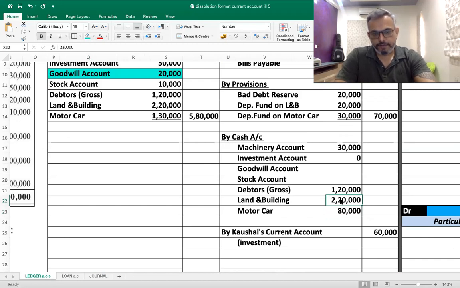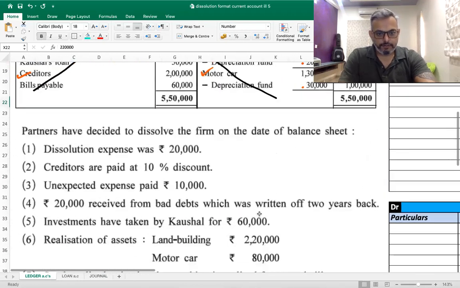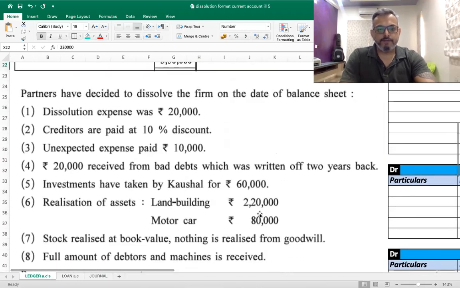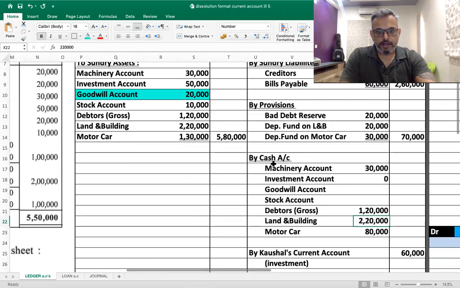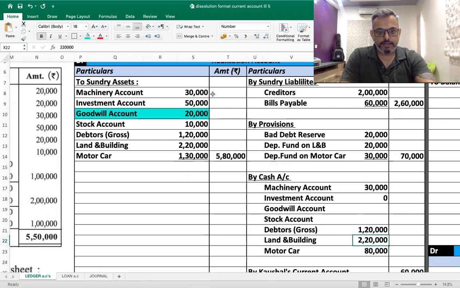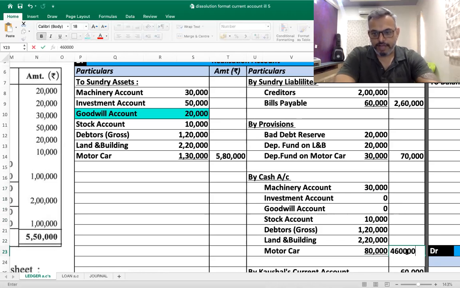Now अगर ये इंफॉर्मेशन नहीं दिया होता तो वी वुड हैव टेकन मोटर कार एट द बुक वैल्यू. स्टॉक रियलाइज एट बुक वैल्यू एंड नथिंग इज रियलाइज फॉर गुडविल. स्टॉक का अकाउंट में कितना बैलेंस है? स्टॉक इज 10,000. तो 10,000 हमने रियलाइज कर दिया एंड गुडविल रियलाइज नथिंग, तो 0 कर दो वहां पे. सबका टोटल कर लो अंडरलाइन करके. 4,60,000. So 4,60,000 कैश मिला.